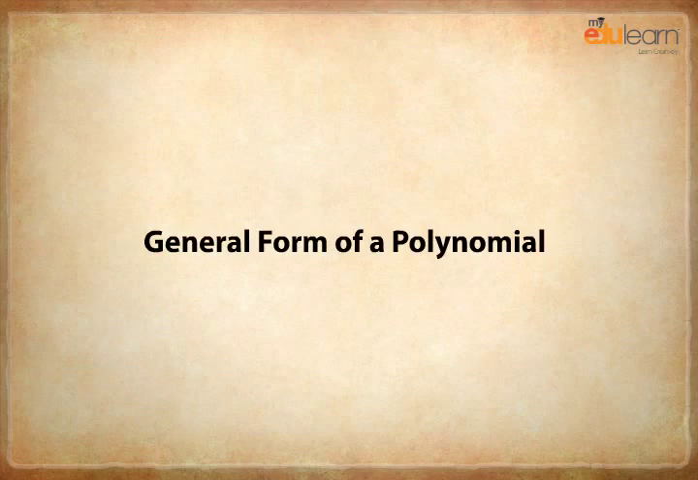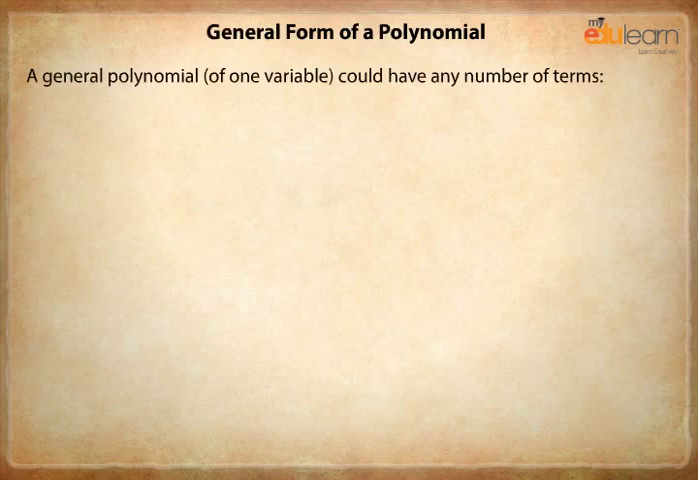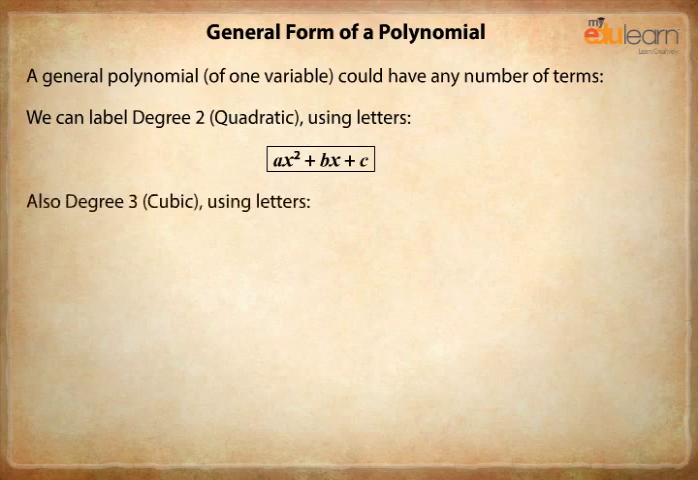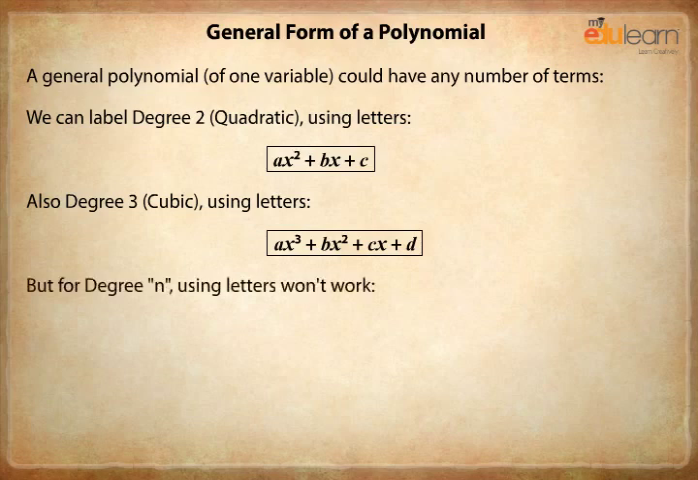General form of a polynomial. Family of polynomials can be classified on two bases, degree and number of terms. A general polynomial of one variable could have any number of terms. We can label degree 2, quadratic, using letters ax square plus bx plus c. Also degree 3, cubic, using letters ax cube plus bx square plus cx plus d. But for degree n, using letters won't work.